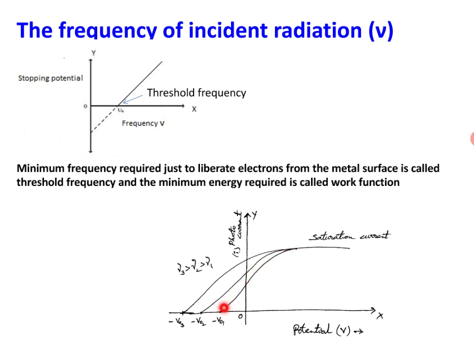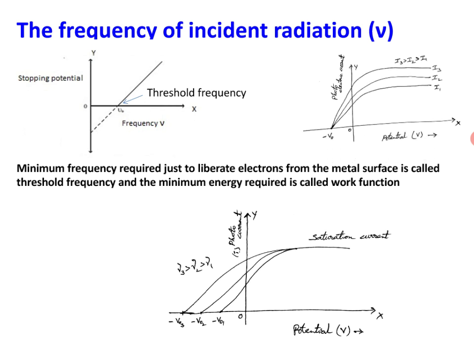So for example, here is low frequency, so less stopping potential, but here is more frequency, so more stopping potential is required to stop the electron in this case. That is why we got different stopping potentials. So if you increase the frequency, stopping potential also increases.